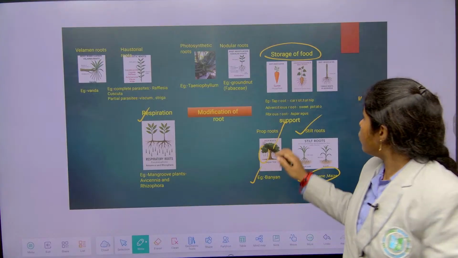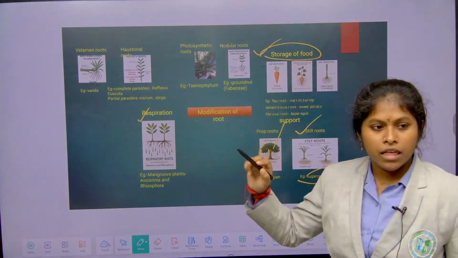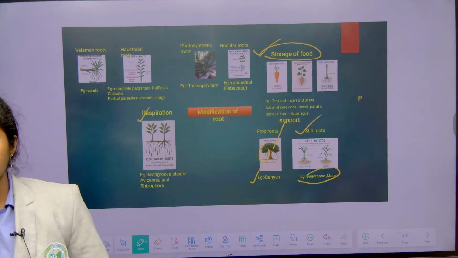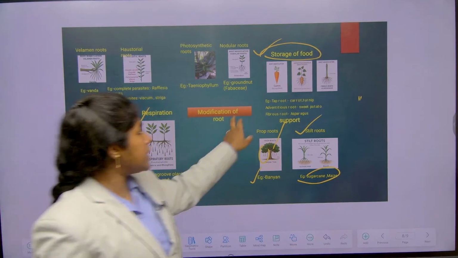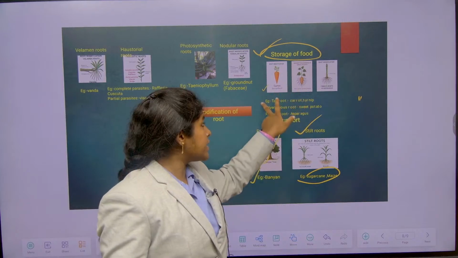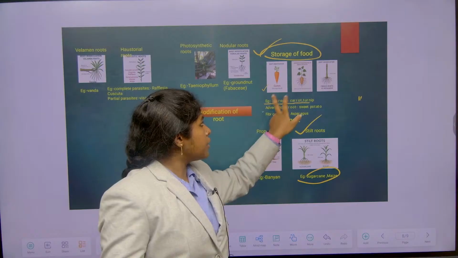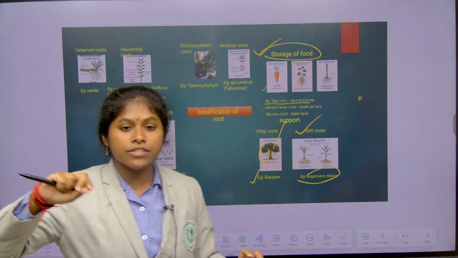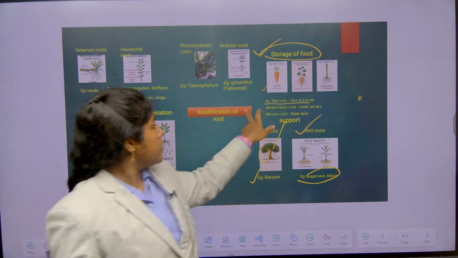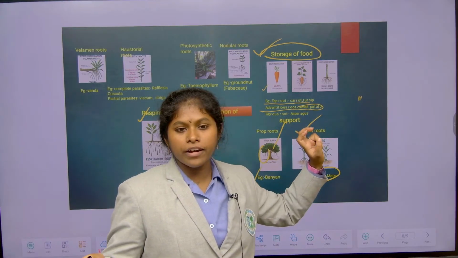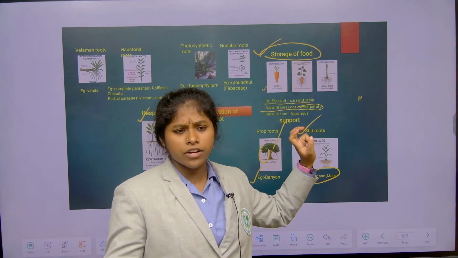Okay, so coming to the storage roots. For storage, the root itself performs the storage function. The example is carrot. Is carrot a taproot or adventitious root? And coming to sweet potato, the roots arise from the nodes. So sweet potato is also storing food. Is the root modified or not? Yes, to do a specialized function.